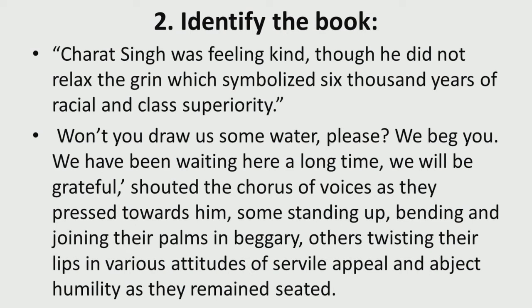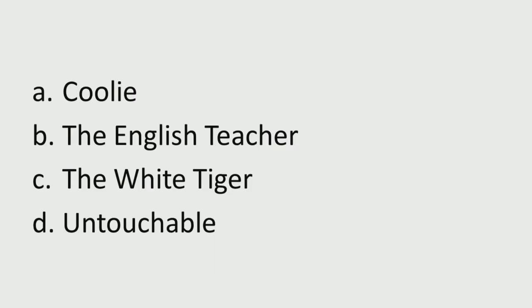Next one. Identify the book. Charat Singh was feeling kind, though he did not relax the grin which symbolized 6,000 years of racial and class superiority. Won't you draw us some water, please? We beg you. We have been waiting here a long time. We will be grateful, shouted the chorus of voices as they pressed towards him, some standing up, bending and joining their palms in beggary, others twisting their lips in various attitudes of servile appeal and abject humility as they remained seated. A. Coolie, B. The English Teacher, C. The White Tiger, D. Untouchable.